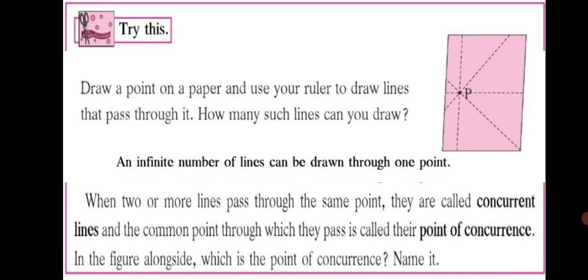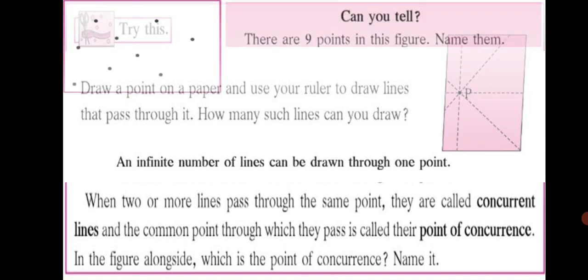So all these lines which are passing through point P are called concurrent lines. And the common point through which they pass is called the point of concurrence. So your point P is the point of concurrence. So in the figure alongside, can you tell me which is the point of concurrence and name it? Yes, point P is the point of concurrence.